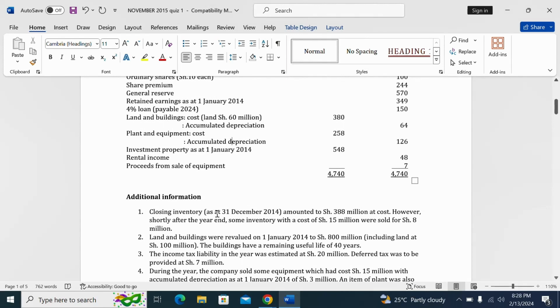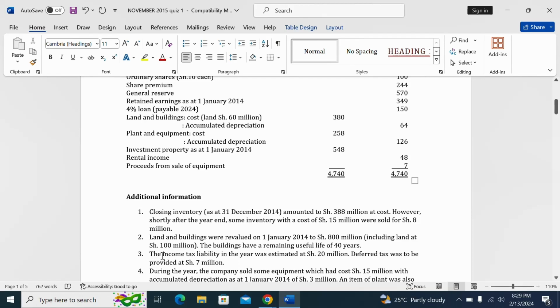Closing inventory as at 31st December 2014 amounted to shillings 388 million at cost. However, shortly after the year end, some inventory with a cost of shillings 15 million was sold for shillings 8 million. Number 2, land and buildings were revalued on 1st January 2014 to shillings 800 million, including land at shillings 100 million. The buildings have a remaining useful life of 40 years.